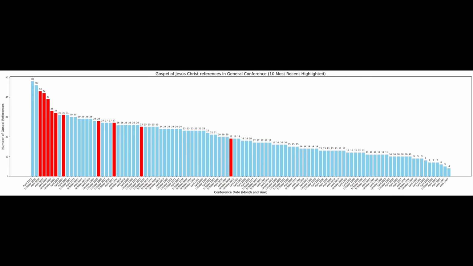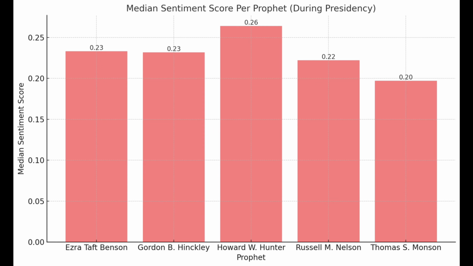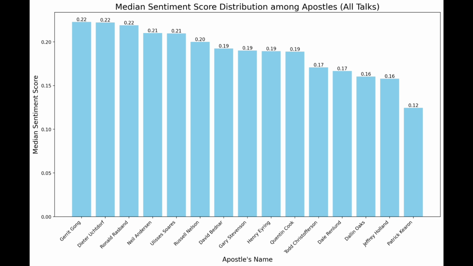Now, I don't have a fifth hypothesis, but here's some other random things that I found out. Gospel of Jesus Christ references with the 10 most recent general conferences in red. The median sentiment score per prophet during their presidency of just their talks. The median sentiment score distribution among all the apostles of all their talks.